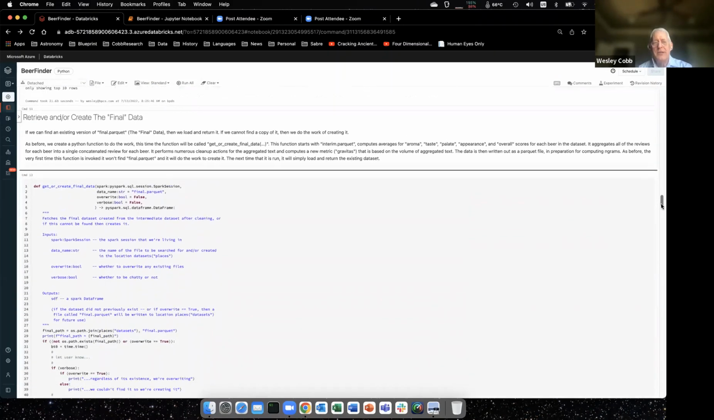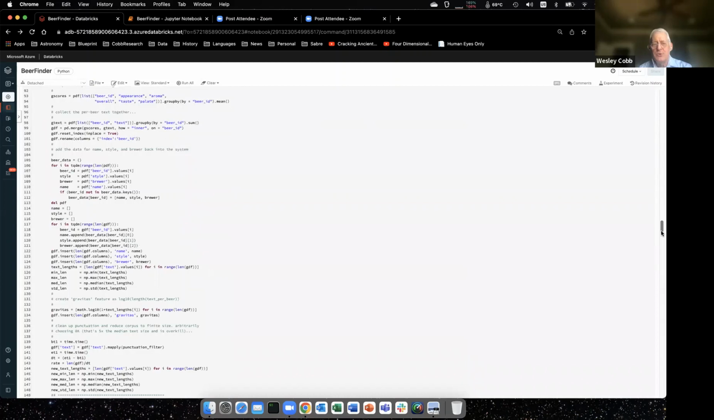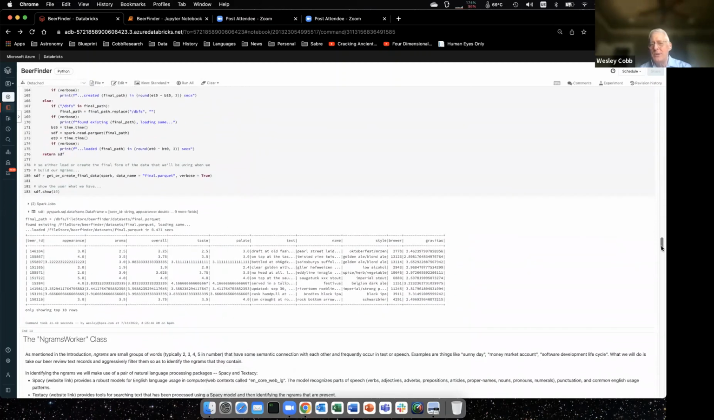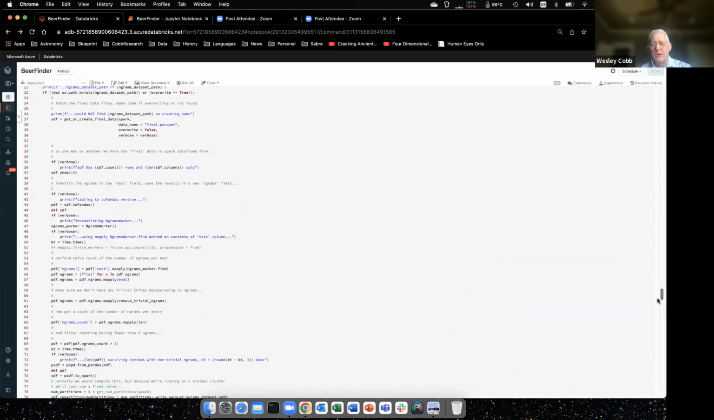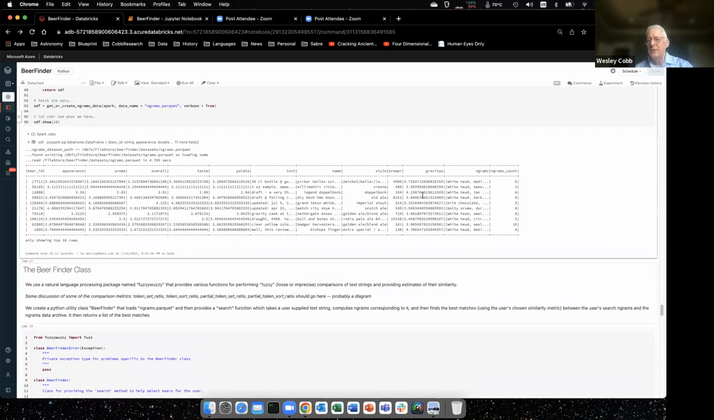We clean it up a bit, and there's code here for doing all of that and setting it up to what we want. And we end up with that gravitas thing that we calculated added. And then we go and extract Ngrams. And that's what this next blob of code does. And let me scroll down a little further. We extract Ngrams and we actually put it into a final form. And then if you look closely at the next to last column that says Ngrams, you'll see that there's a list here.